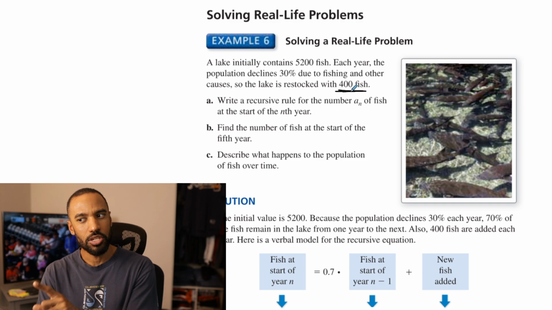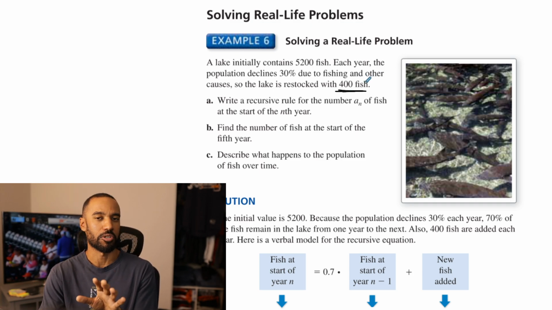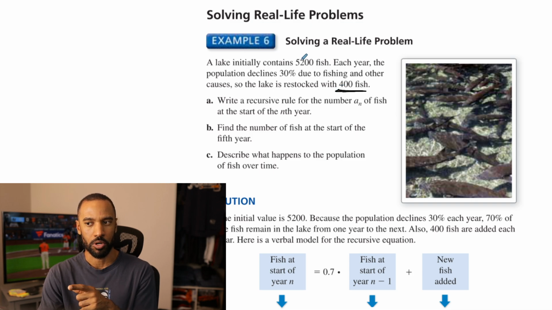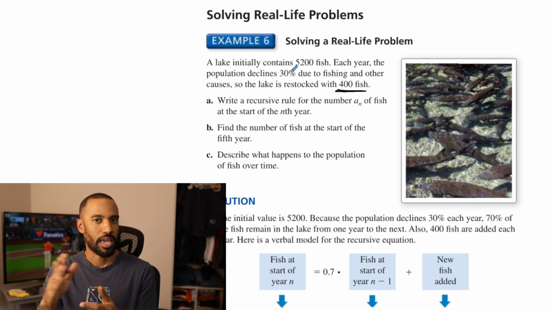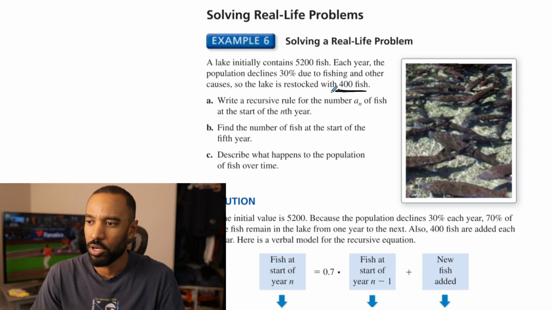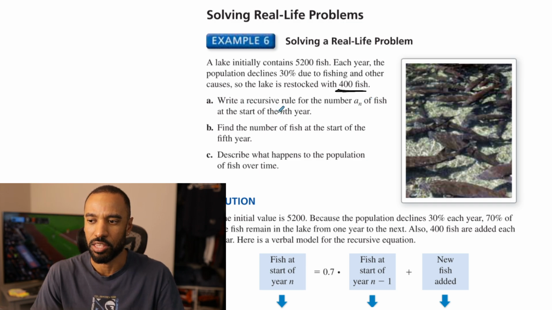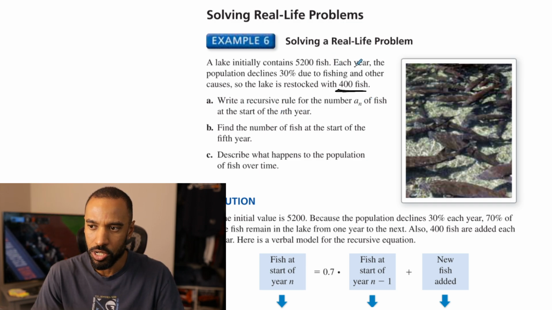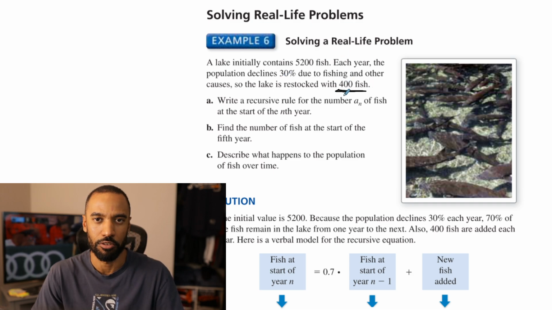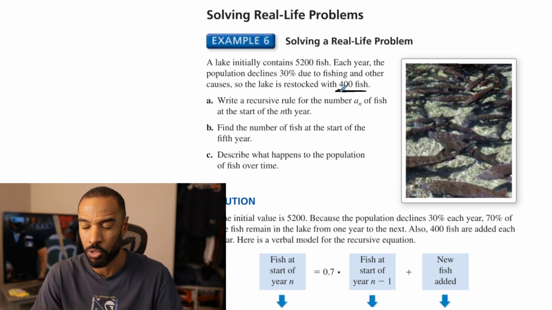Now, I'll tell you what, that's a new thing for me, not for me personally, but at least for IM1. IM1 wouldn't have said the restock portion. They would just say the decline and write the thing for that. But with this restocking, how will this come into play? Let's see. Write a recursive rule for the number a sub n of fish at the start of the nth year. So each year, they lose 30% of what they had, but then they add 400 fish on top of it. So I have an idea of what I would do.